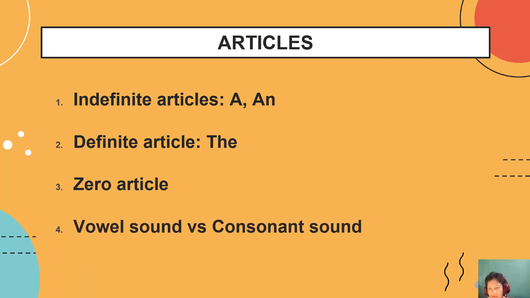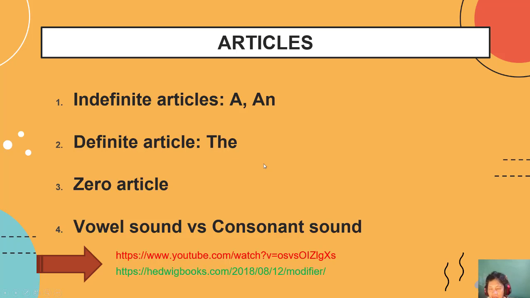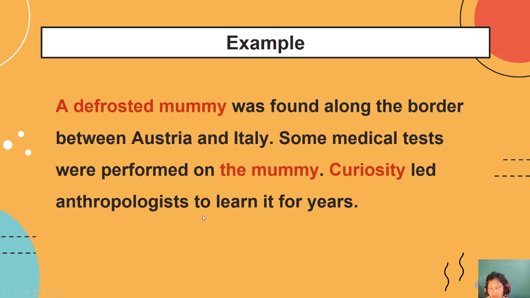The next is vowel sound versus consonant sound, especially for the article a or an, when you use a or when you use an. Before I give you the example, as I told you, if you want to learn more about the rules for using articles, you can come to my website, and watch my YouTube about articles or modifiers. Okay, I will give you examples in sentences.